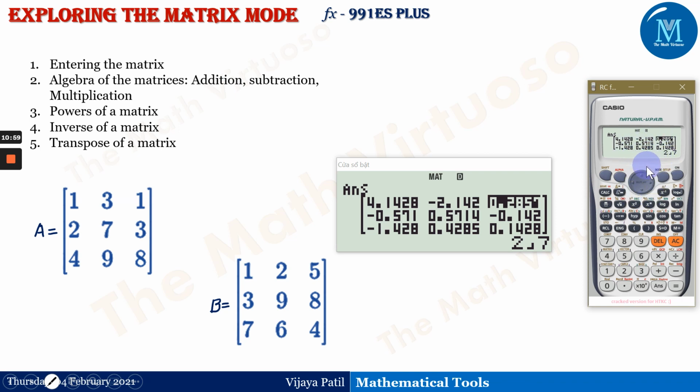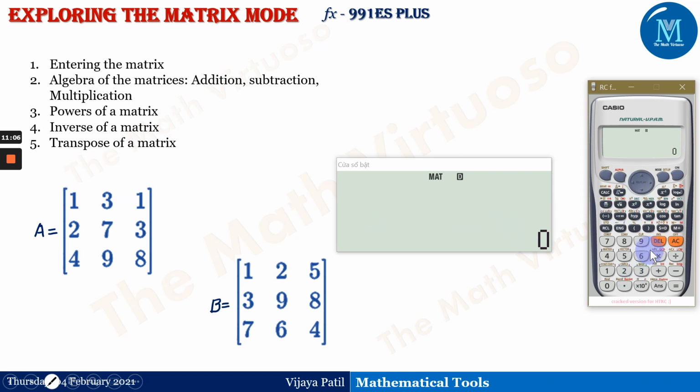So we can find out the inverse of a matrix in a fraction of a second here. This is done with the A inverse. Now, transpose of a matrix. So what I have to do is take the transpose of which matrix? Let us go ahead.